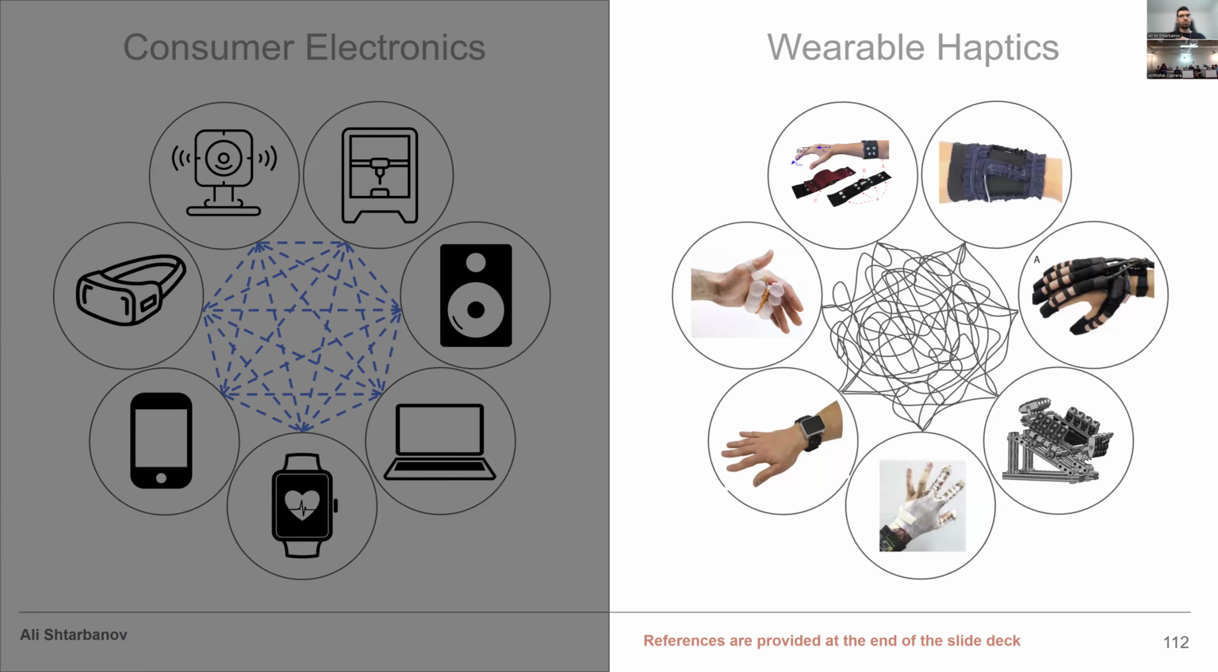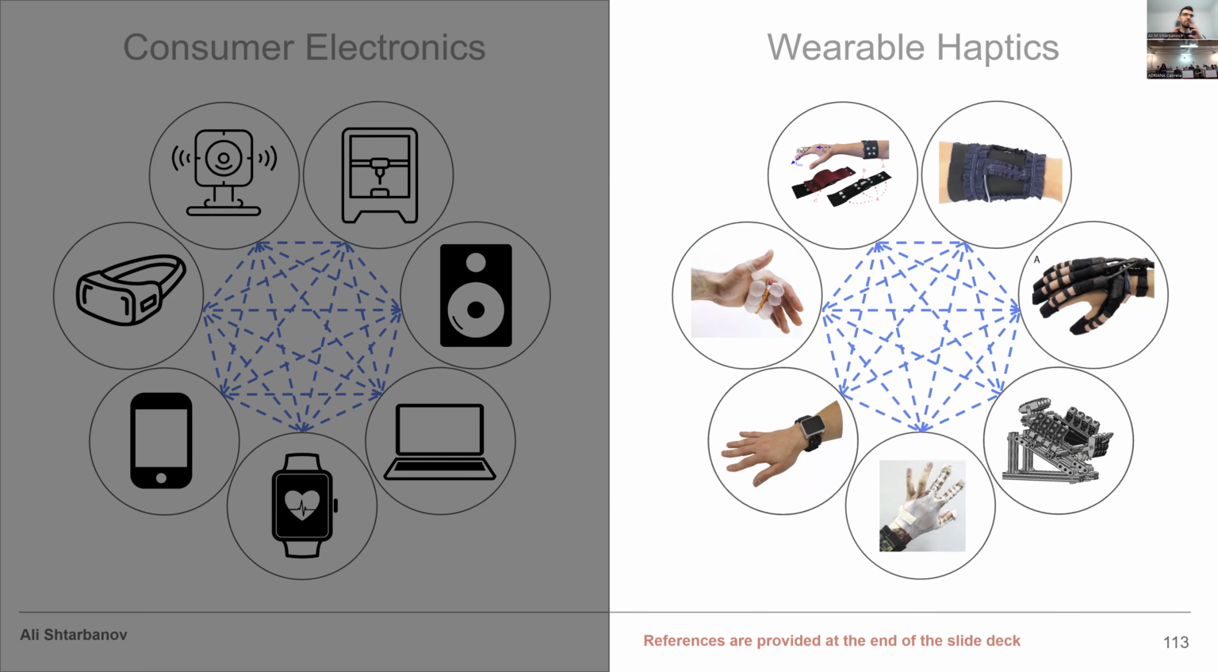But now suppose you want to create some user experience that integrates different kinds of wearable haptic technologies. You will find it nearly impossible to combine them unless you spend an enormous amount of time to modify the hardware, invent new connectors, and to develop custom communication protocols. But what if we had a way of combining different types of haptic feedback projects just as seamlessly as we can combine different types of consumer electronics?